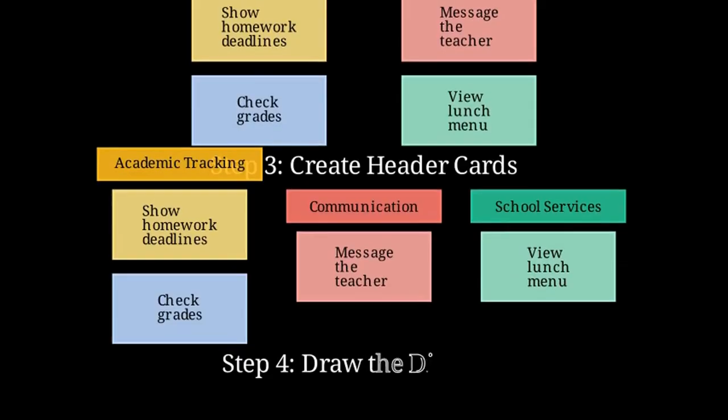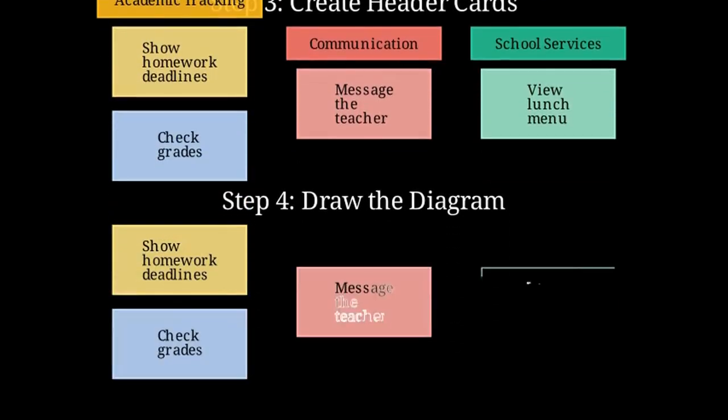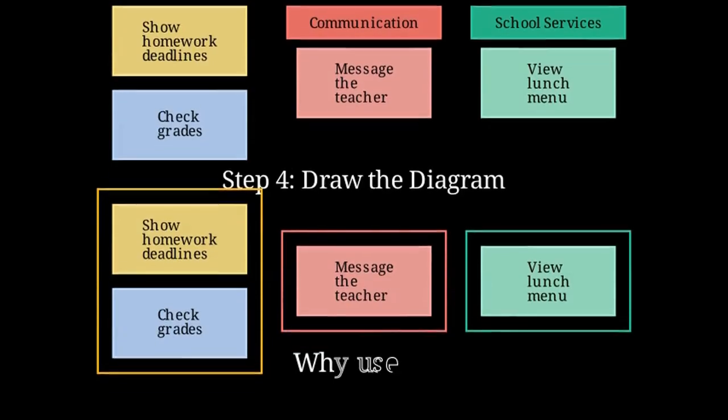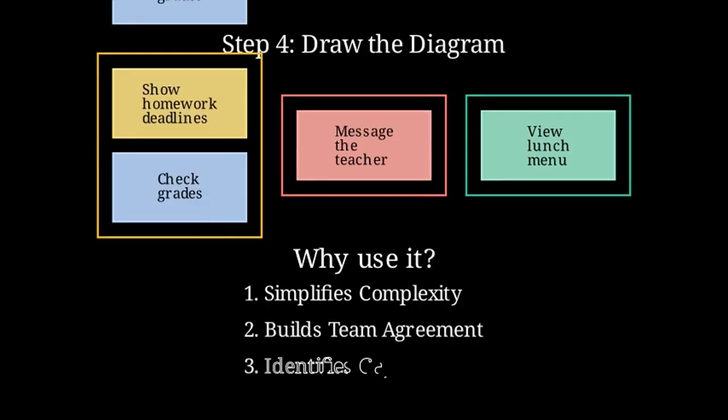Step 4 is draw the diagram. We outline each group so the big picture becomes clear and easy to discuss. Why use affinity diagramming? It simplifies complexity, helps the team agree, and can reveal missing categories.